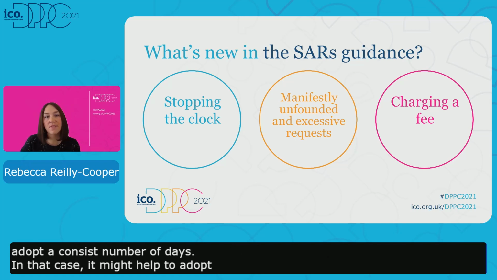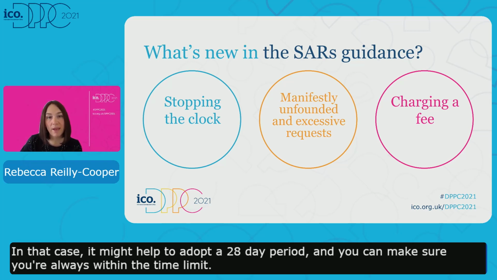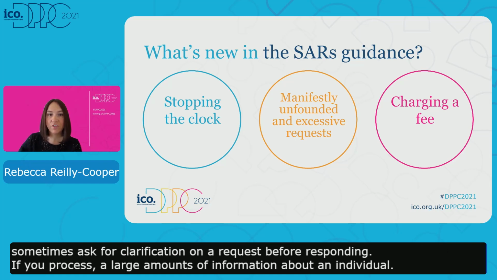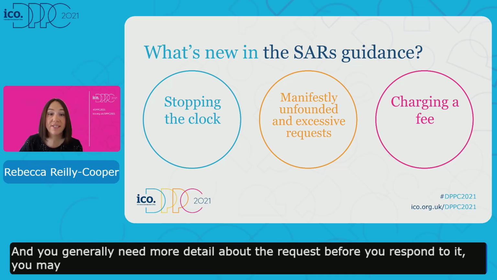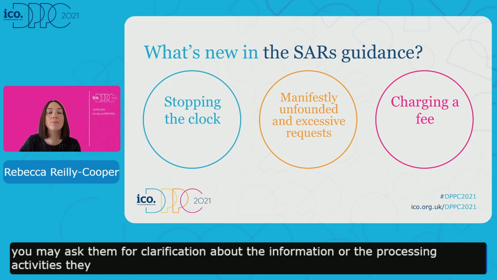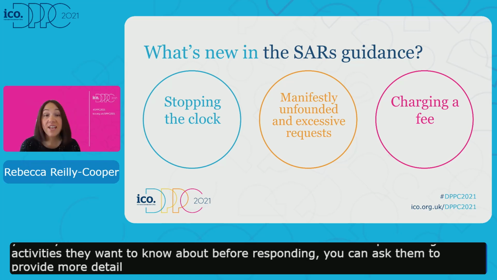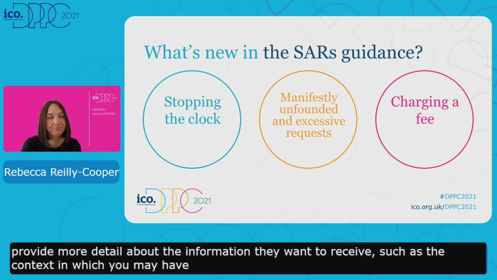You can sometimes ask for clarification on a request before responding. If you process a large amount of information about an individual, and if you genuinely need more detail about the request before you respond to it, you may ask them for clarification about the information or the processing activities they want to know about before responding. You can ask them to provide you with more detail about the information they want to receive, such as the context in which you may have processed their information or the likely dates when you processed it.